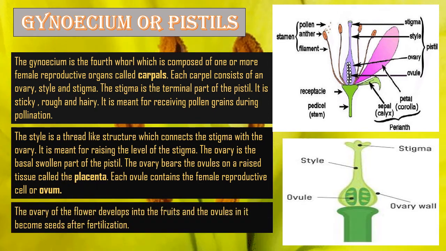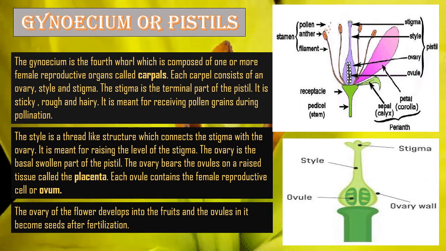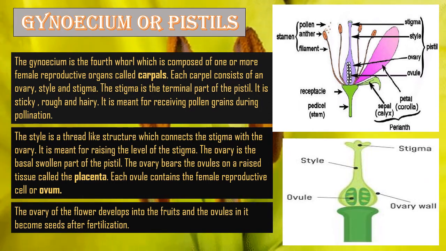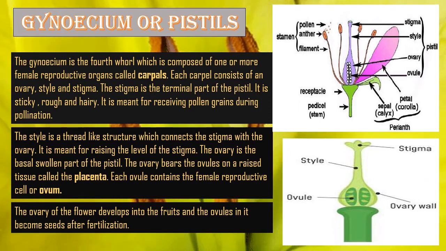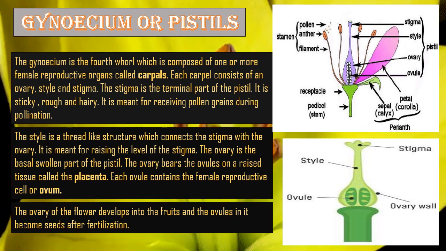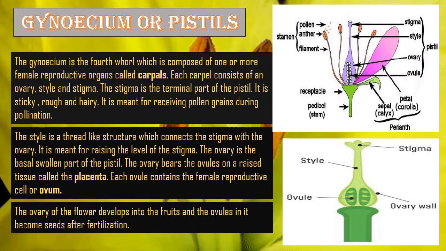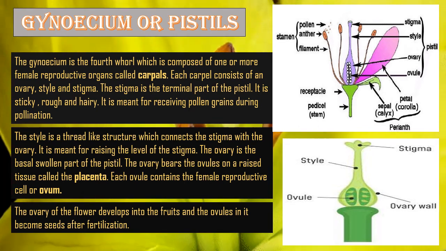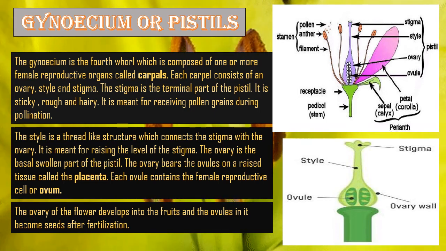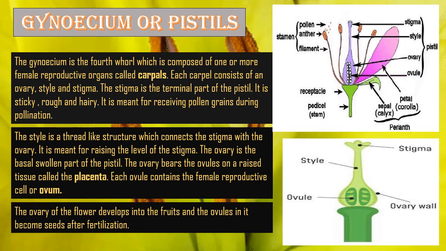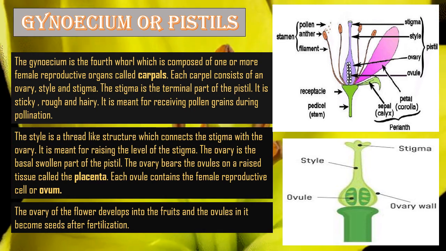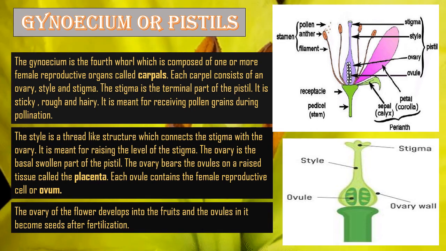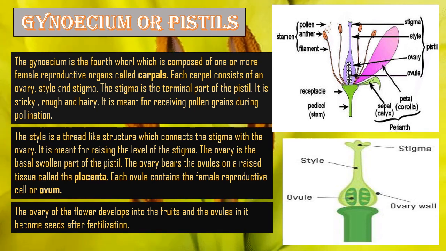Now the ovary of the flower develops into the fruit, and the ovules in it become seeds after fertilization. Clear, student? This is about flower reproduction, how reproduction takes place and what is the role of the parts of the flower in reproduction. Clear, student?